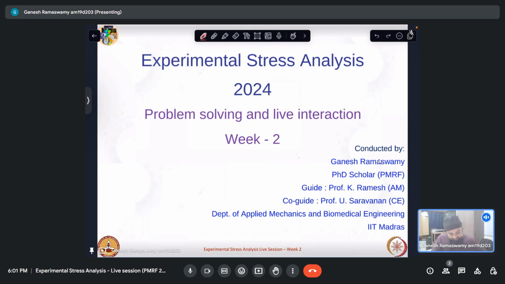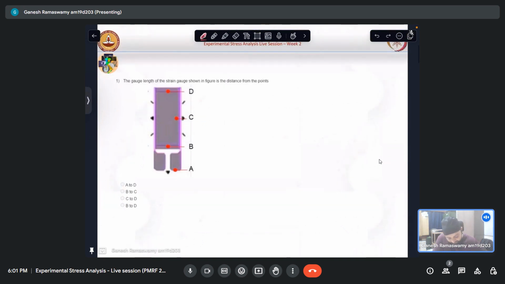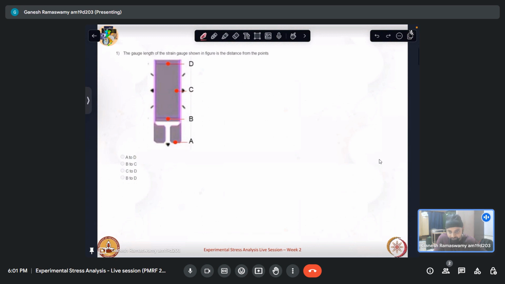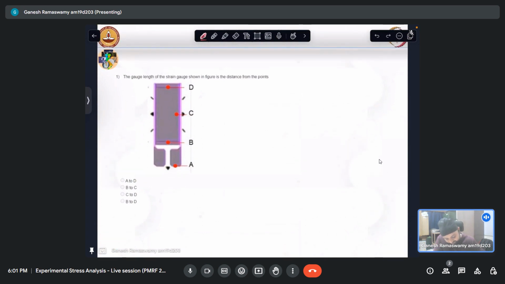So let us get started. Let us look at the first question. The gauge length of a strain gauge is shown. The gauge length of the strain gauge shown in the figure is the distance from the points A to D, B to C, C to D, or B to D is what is asked. So essentially, we just have to identify the gauge length for the strain gauge.